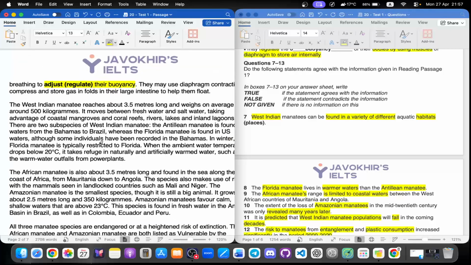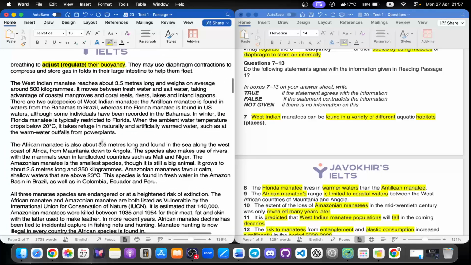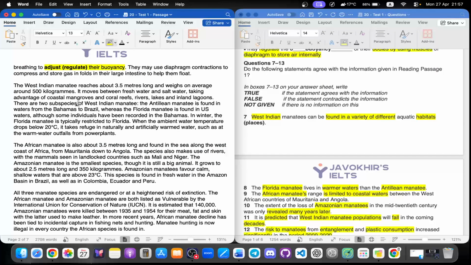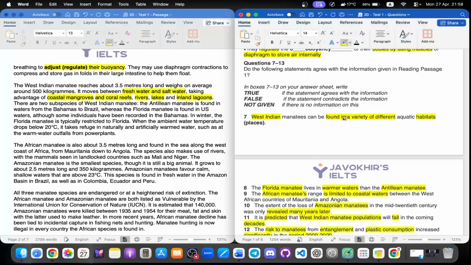So the West Indian manatee reaches about 3.5 meters long and weighs on average 500 kilograms. It moves between fresh water and salt water, taking advantage of coastal mangroves and coral reefs, rivers, lakes, and inland lagoons. So found in a variety of different aquatic habitats. The answer is going to be true because different aquatic habitats, the synonym for that is going to be basically coastal mangroves, coral reefs, rivers, and lakes. That's going to be basically simple.